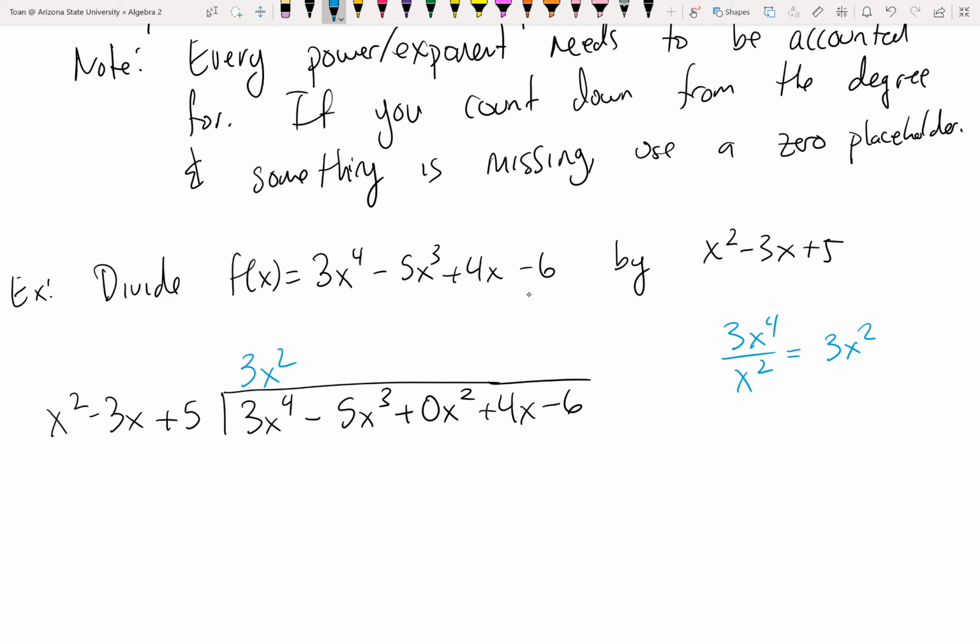Now, just like with regular numbers, once we take this answer, we have to multiply it by our divisor. So again, if you don't know how to do it in your head, just take out some insurance and write it down on scratch work. Hey, this is multiplying polynomials. We just did this. So that's 3x to the 4th minus 9x cubed plus 15x squared. So I'll go ahead and put that here.